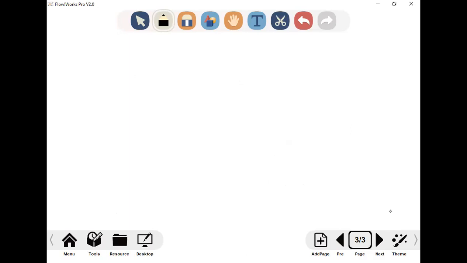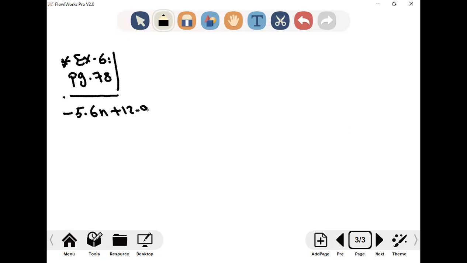Now I'm in example 6. Focus with me a little. Example 6, page 78. Sorry. Yeah. In example 6, we have negative 5.6n plus 12.9. Get the calculator ready. More than or equal, more than or equal. Focus. Of negative 71.1.